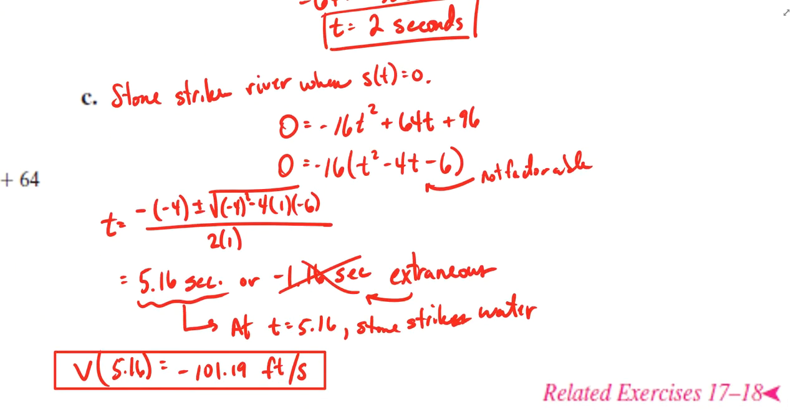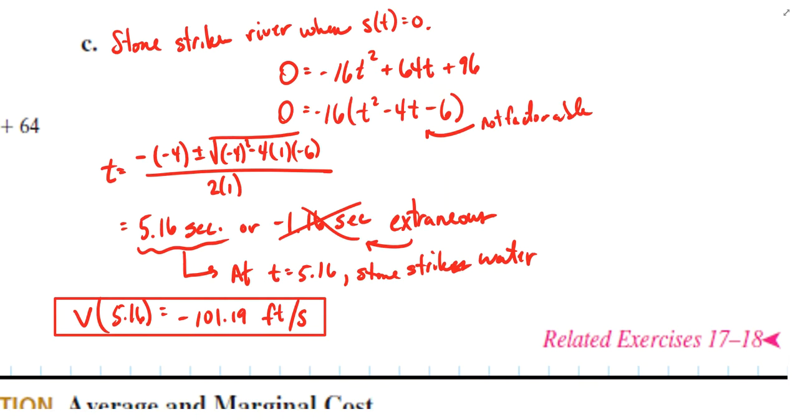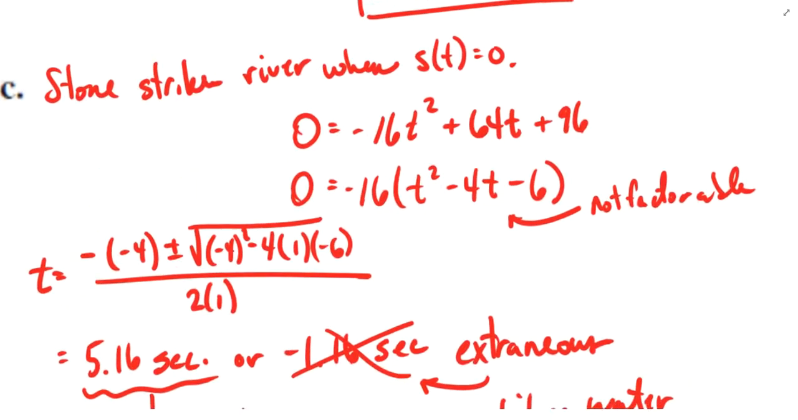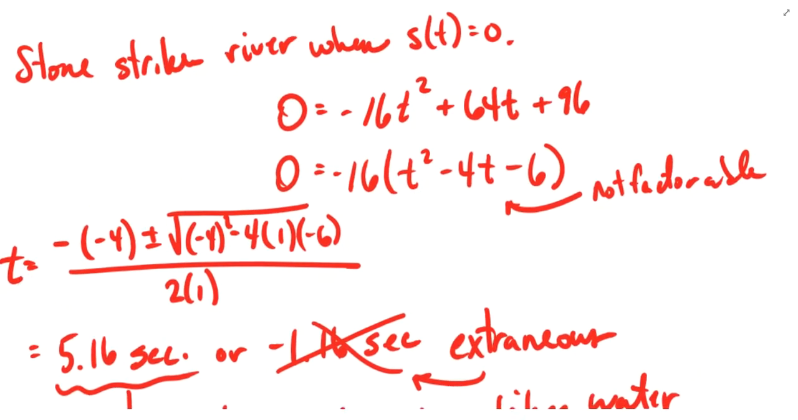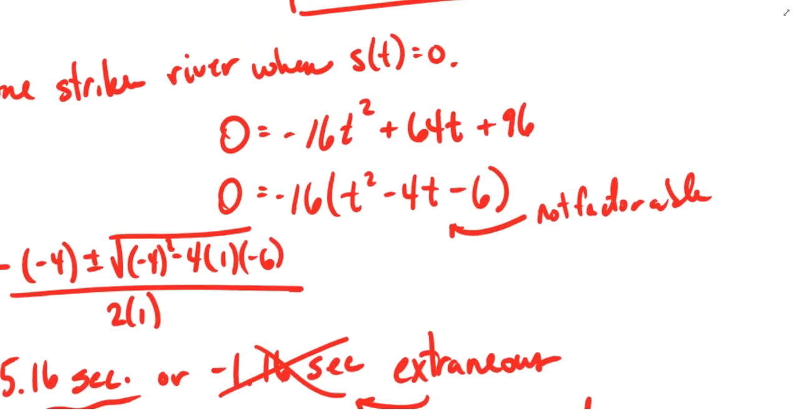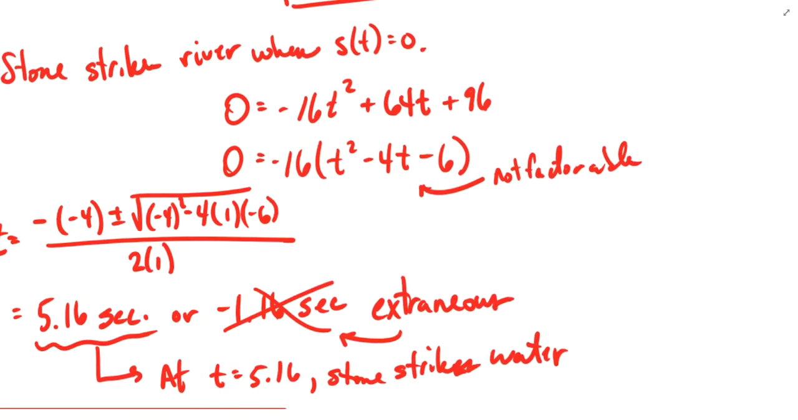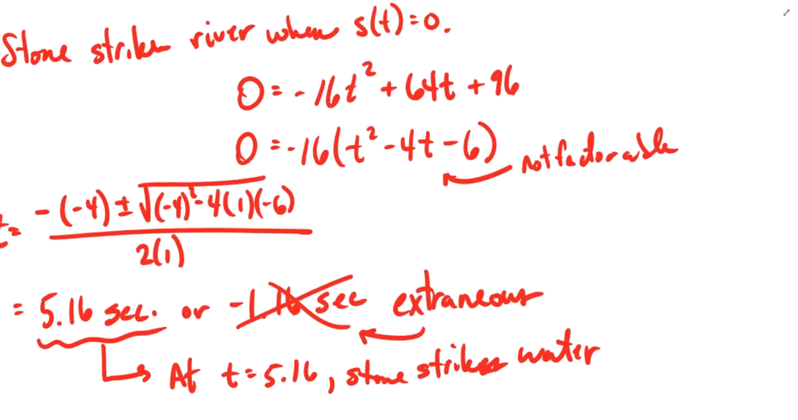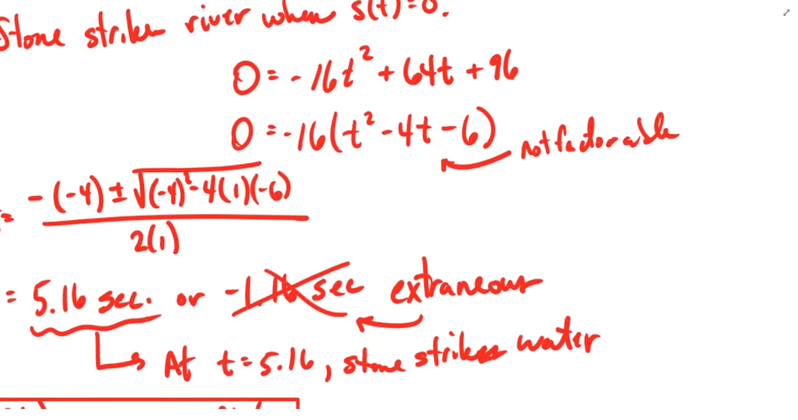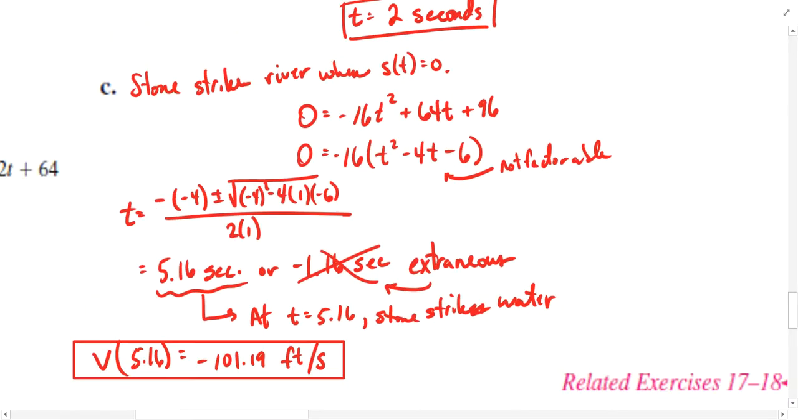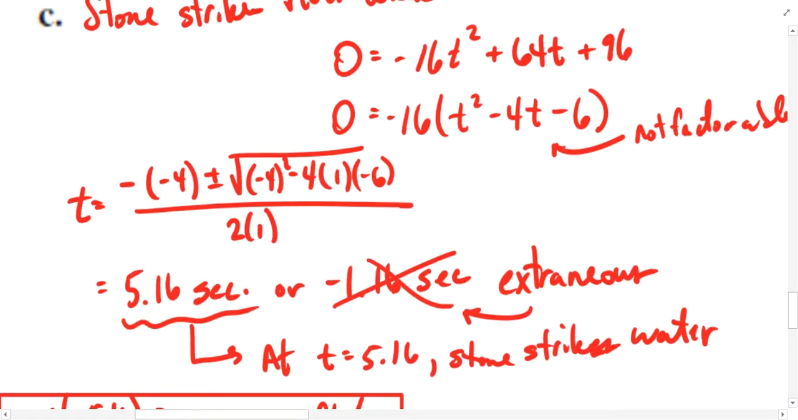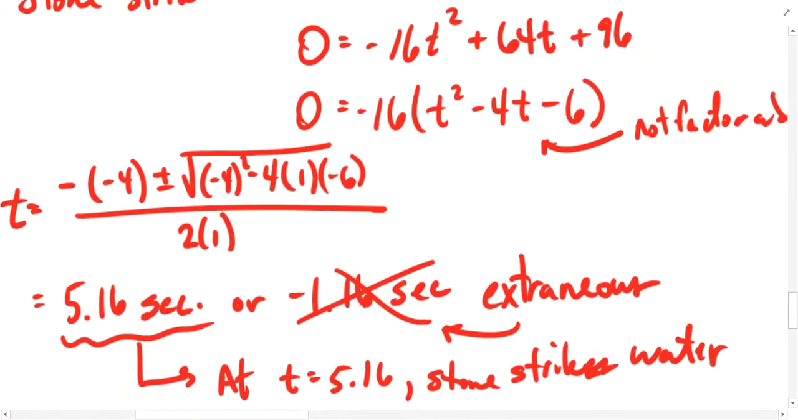And question C actually has a couple parts to it. With what velocity will the stone strike the river? Well, first off, we need to know when the stone strikes the river. And that happens when the position is equal to 0. So when we try to solve this equation, when does 0 equal negative 16t squared plus 64t plus 96? We quickly find that this is a quadratic that's not factorable.